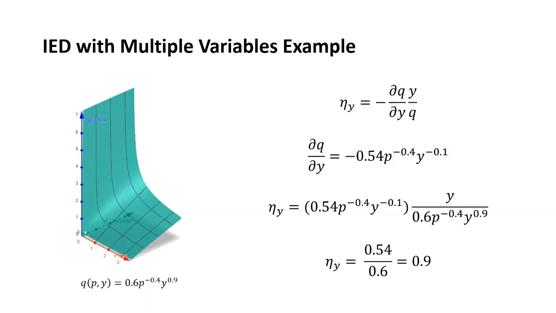Evaluating the partial derivative of the quantity demanded with respect to the income by holding the price constant, we get negative 0.54 times price to the negative 0.4 power times income to the negative 0.1 power. Substituting into the formula we determined previously, we get an income elasticity of demand in which the price and income will cancel, and we'll be left with 0.54 over 0.6, which leaves us with an income elasticity of demand of 0.9.